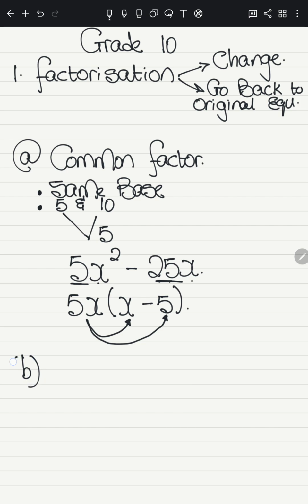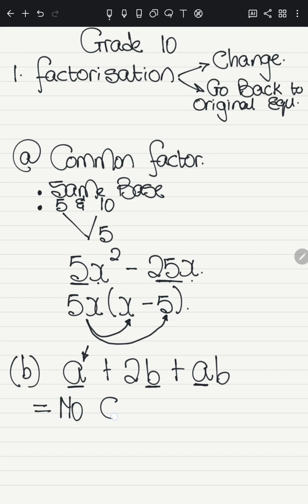Number B, if ever they give you something like A plus 2B and then plus AB, this is just for an example, and the question says, what is common? I can see I've got A, I'm happy. I've got B, I'm happy. But already in the first term, I don't have B. And in the third one, I've got A, but in the second term, I don't have A. Therefore, in this case, you have no common factor.